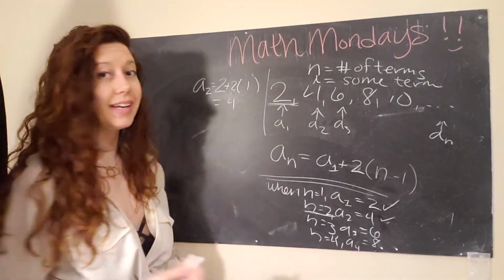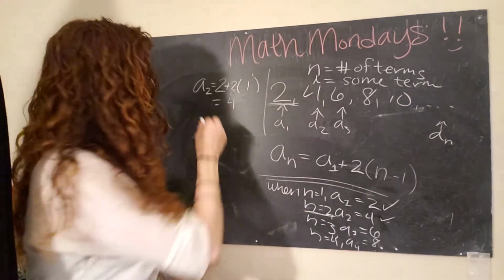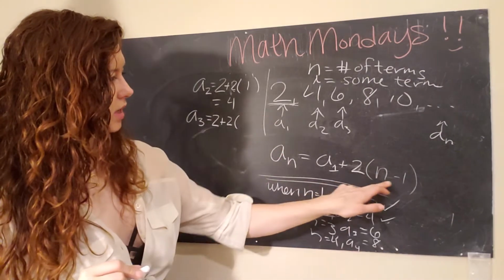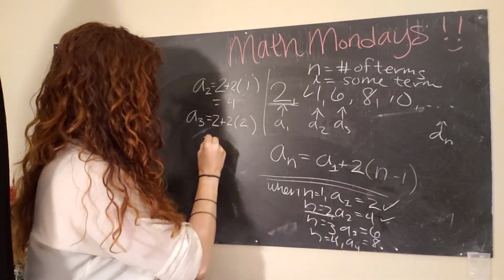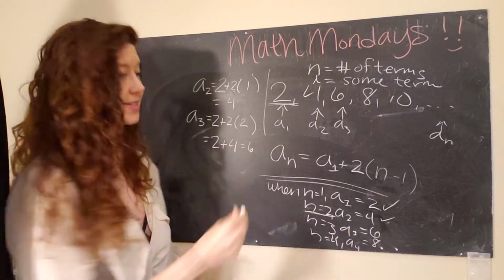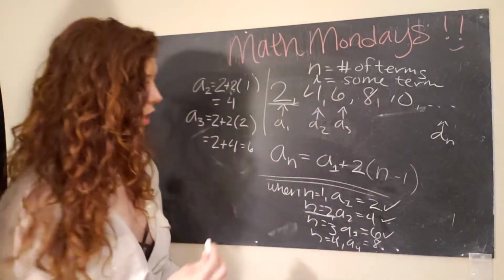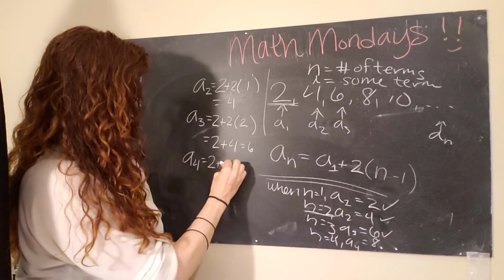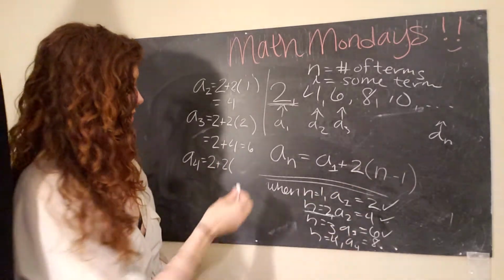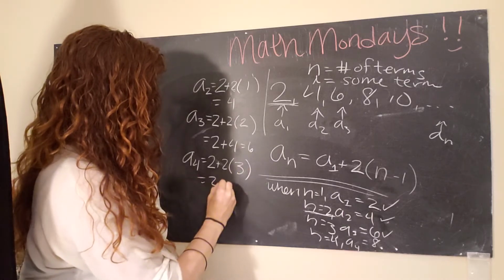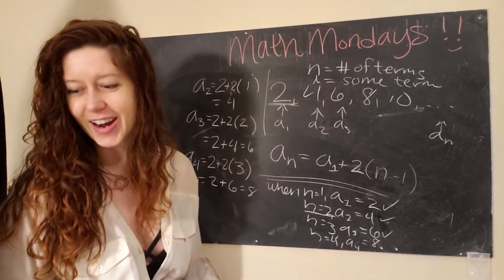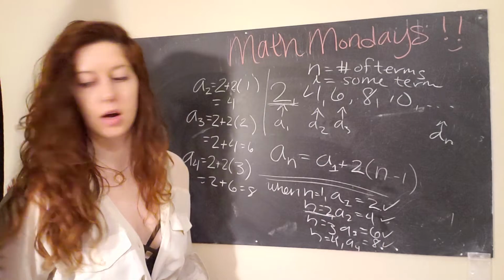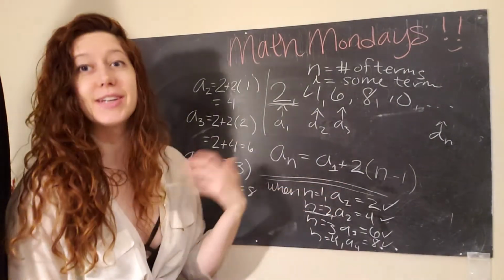Okay. Now what about n equals 3? Does our equation still hold? Okay. a3 equals 2 plus 2 times 3 minus 1, which is going to give me a 2. 2 plus 4 equals 6. Ooh, I think our equation might be good. And then lastly, let's check a4. So we have 2 plus 2 times 4 minus 1, which is 3. We get 2 plus 6 equals 8. All right, cool, huh?